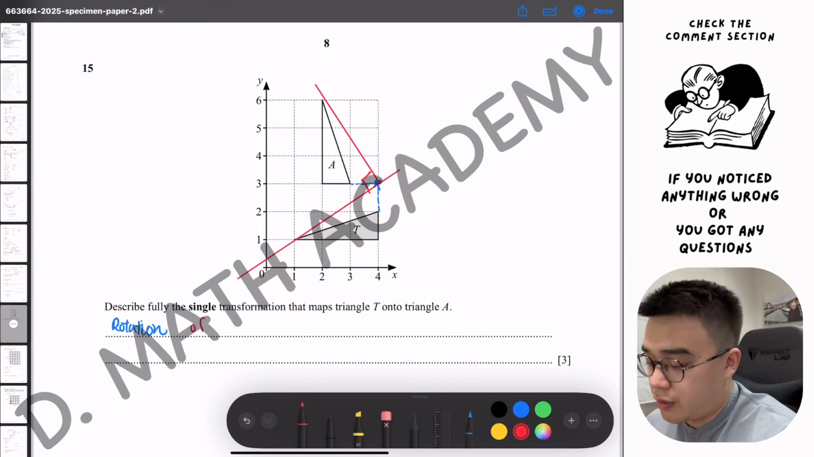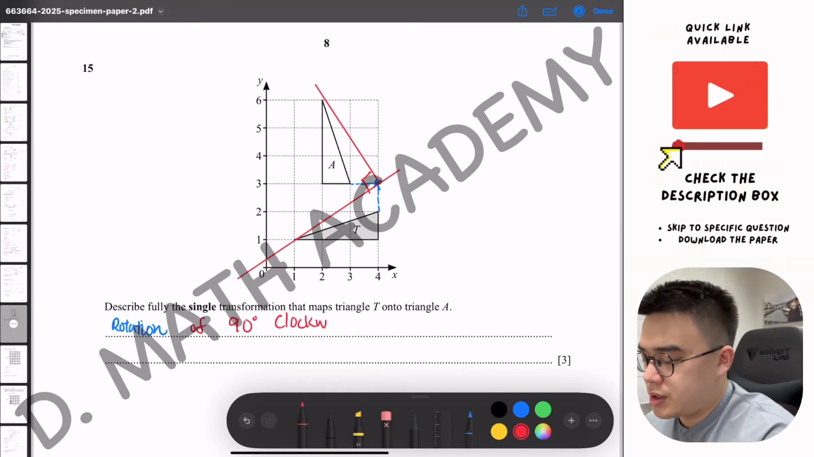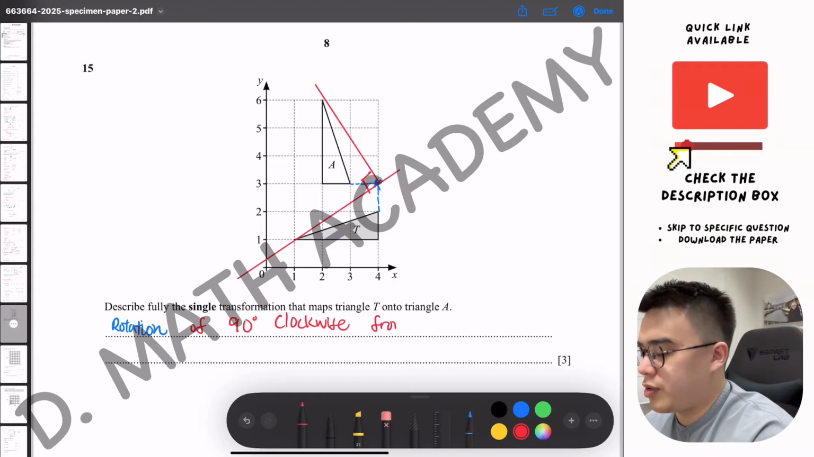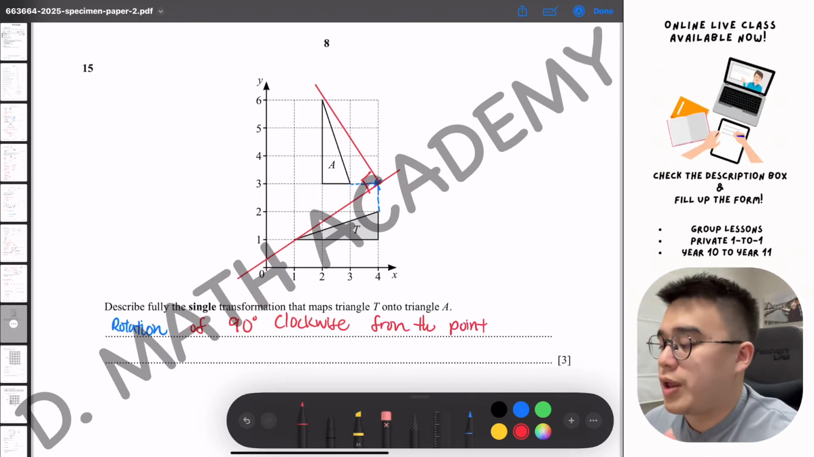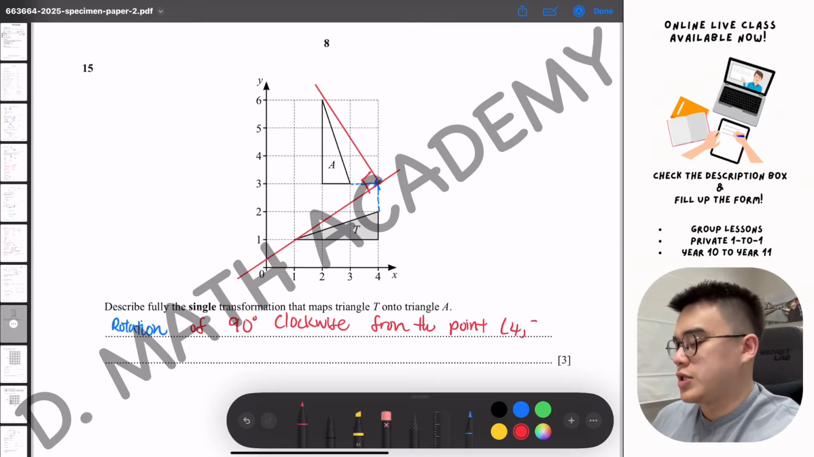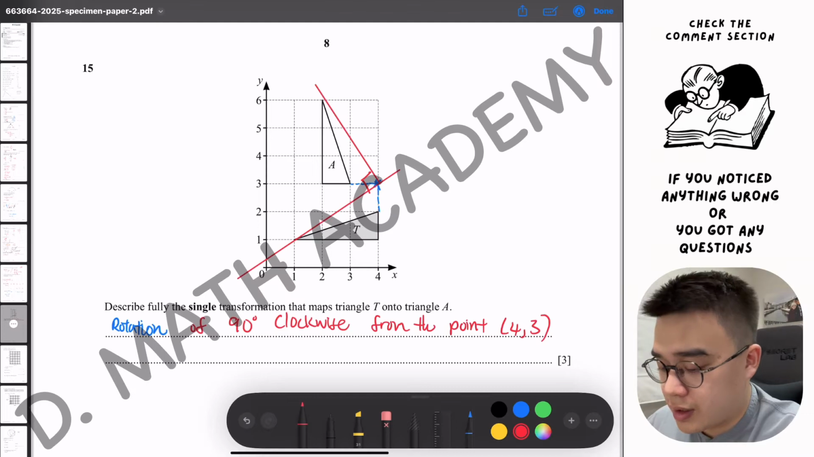So rotation of 90-degree clockwise from the point, it will be 4, 3 as your final answer for this question 15 here.